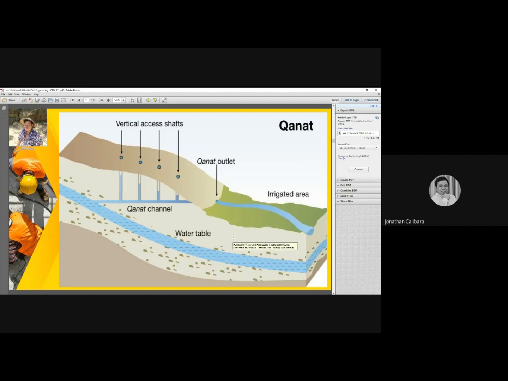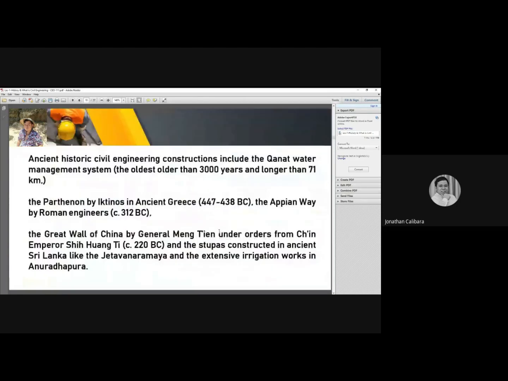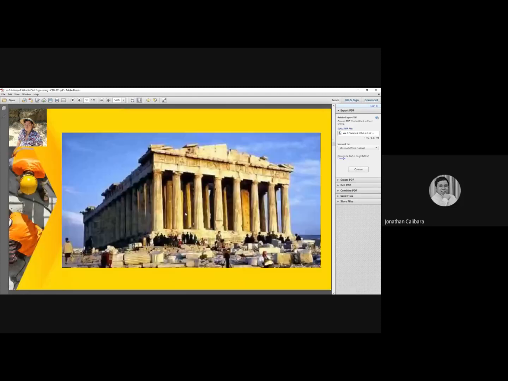Next we have the Parthenon by Ictinus in ancient Greece, and the Appian Way by Roman engineers. These are pictures. This is famous in architecture, so at least we get to know the names. Parthenon by Ictinus. Mostly these are the architects we get to see in history.